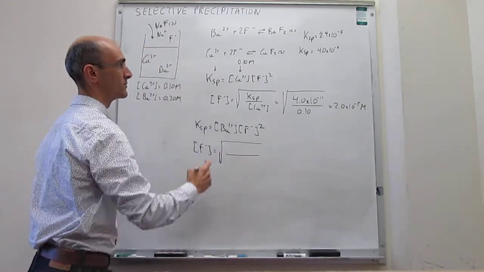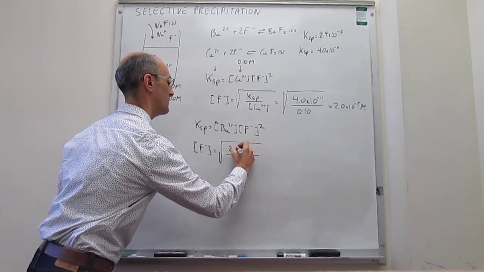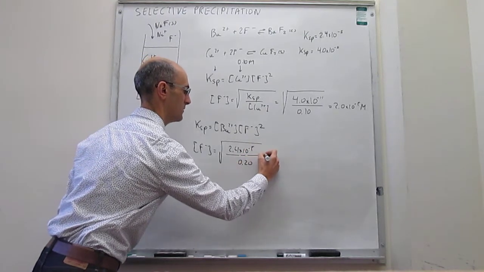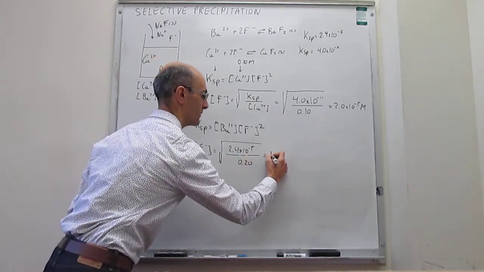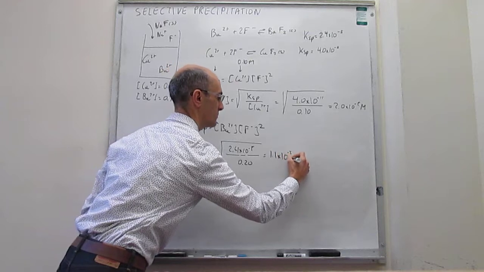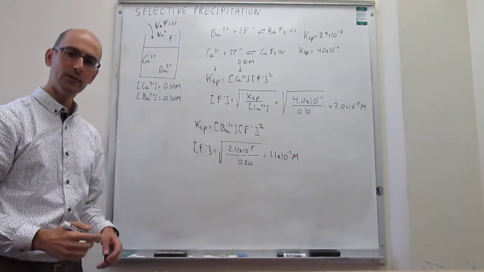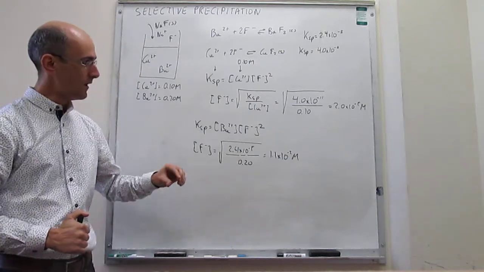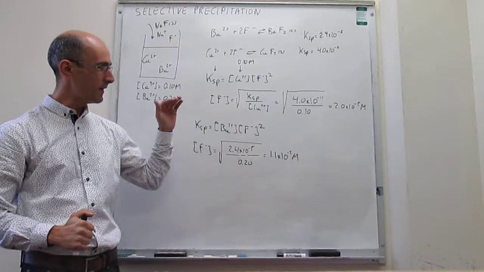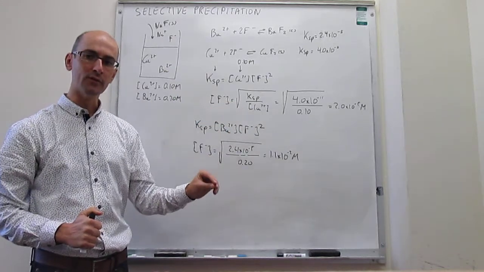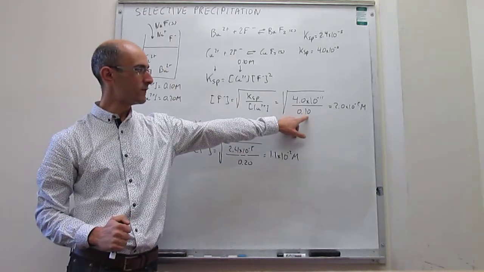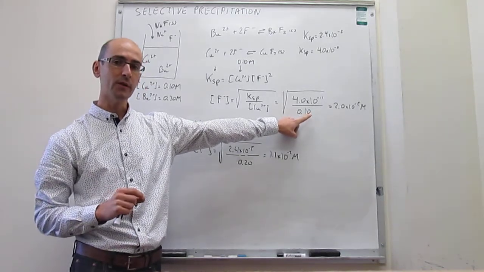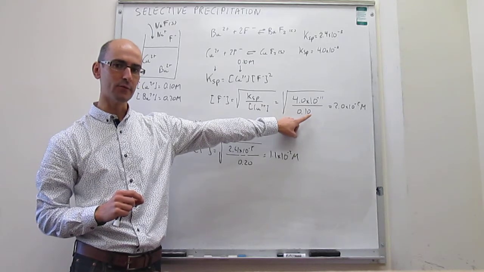Let me write here what those numbers are: 2.4 times 10 to the minus 5, divided by 0.2. And this gives you a value of 1.1 times 10 to the minus 2 molar. So here's again a demonstration of selective precipitation. You can add fluoride ions, and initially the concentration will be very low, but eventually that concentration of fluoride will go over 2.0 times 10 to the minus 5. At that point, you start to see precipitation of calcium fluoride.